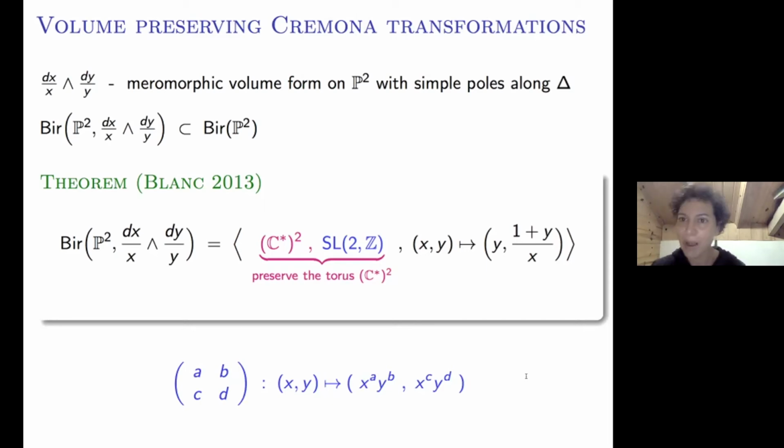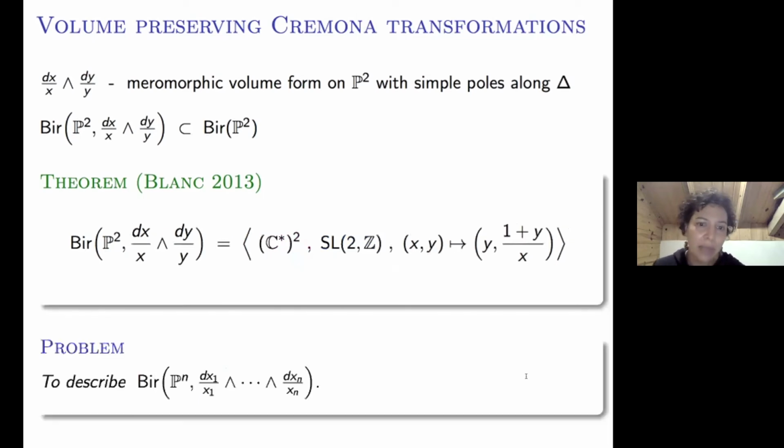So this is a very special Cremona transformation that seems to appear in many parts of mathematics and in algebraic geometry. And so this is the birational group associated to this volume form.